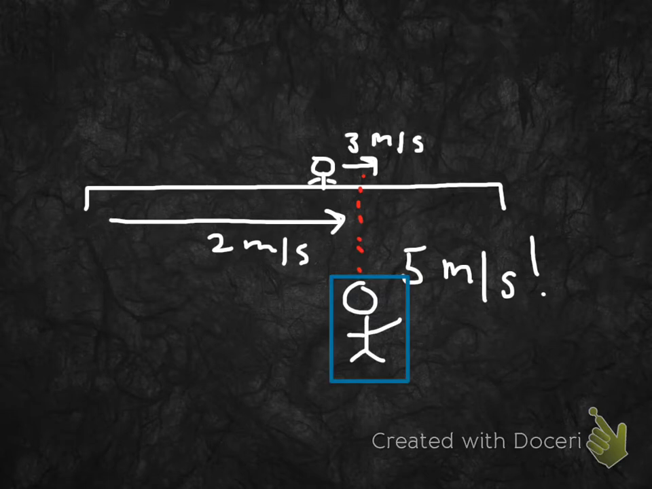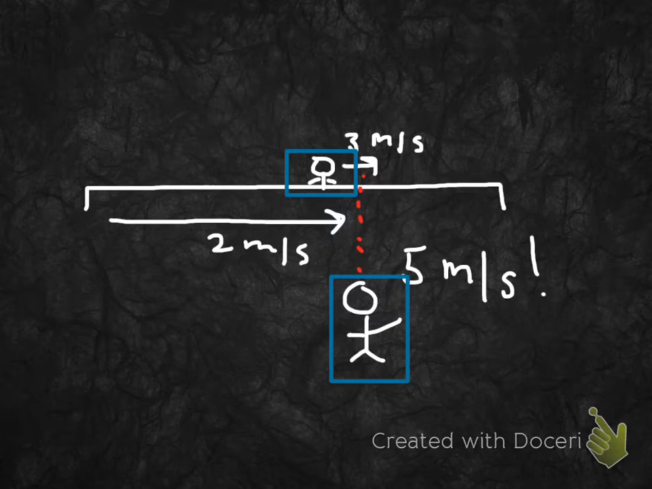So we have one frame of reference, the person who's outside of the moving sidewalk, just standing on the ground, seeing you moving, and then we have your frame of reference. They see you moving 5 meters per second from their frame of reference, and you just feel like you're walking at 3 meters per second. Two different frames of reference.